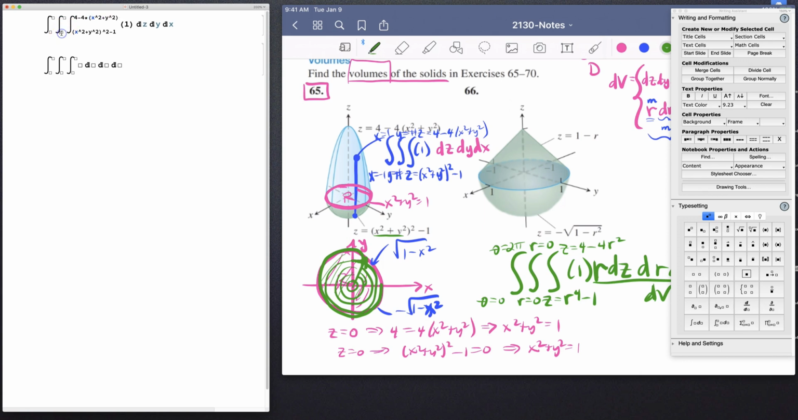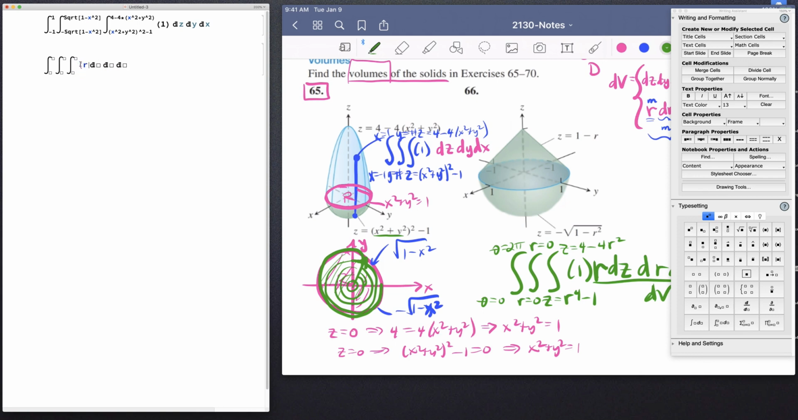And then this is where it gets a little complicated to type. Y went from negative square root of 1 minus x squared on the bottom. If we persist with rectangular coordinates, we're going to get some nasty square roots in the problem that we may not like having to deal with integration-wise. But here we are setting it up nonetheless, negative 1 to 1 for x. So that is the integral in rectangular coordinates.